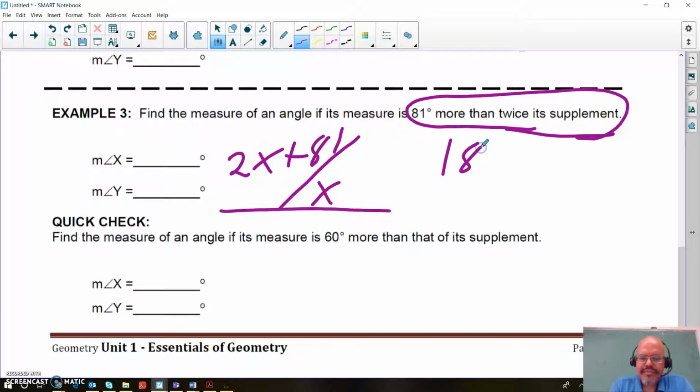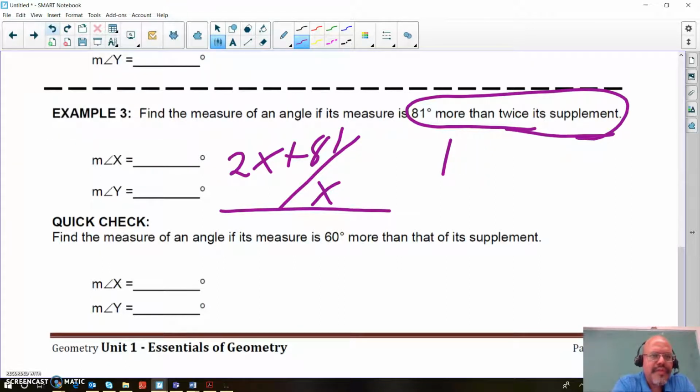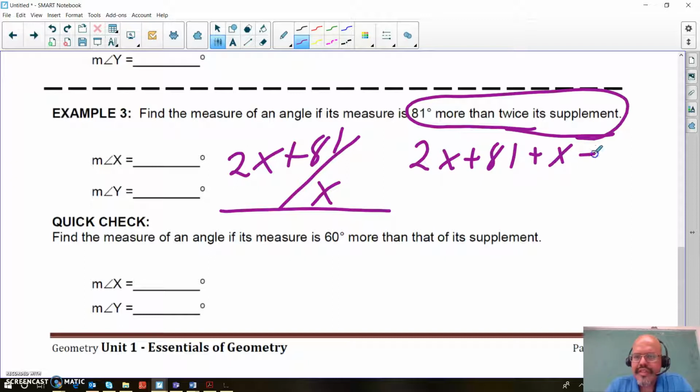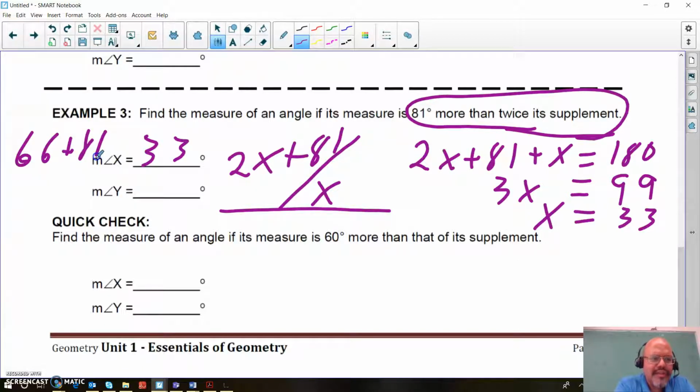Sorry about that. Let me go ahead and back this up a little bit. So right here we have 2x plus 81 plus x is equal to 180. So now we have 3x, and I'm going to subtract 81 from both sides, so that gives me 99. So then we divide both sides by 3, so x is equal to 33. So the first angle is 33. The second angle, well, that's going to be 66 plus 81.